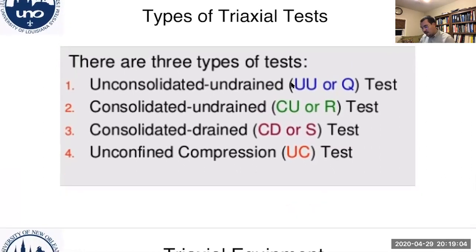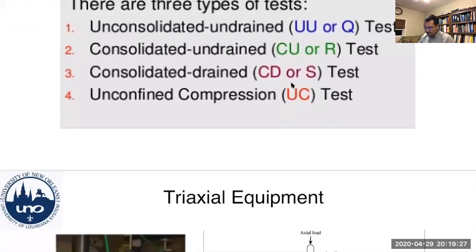Basically, in a consolidated undrained test, a negative pore water pressure is being generated because the soil tends to want to pull in water. That's suction, it's negative pore water pressure, and that's why you shift it to the right.